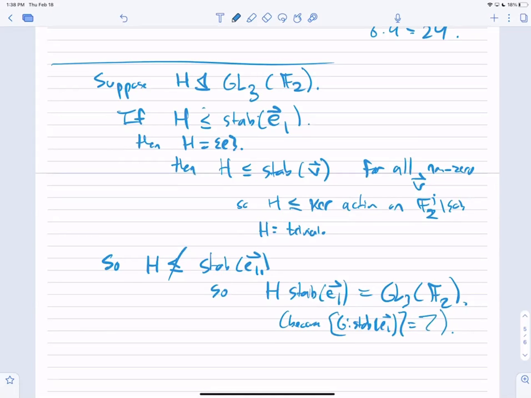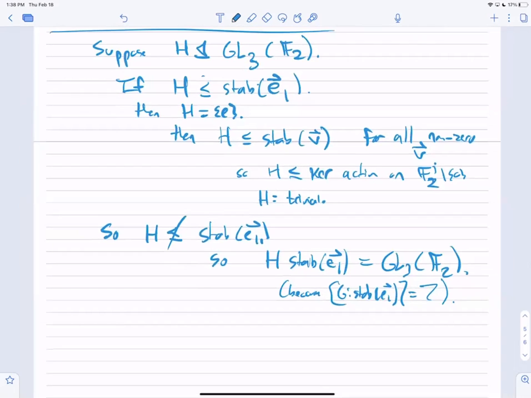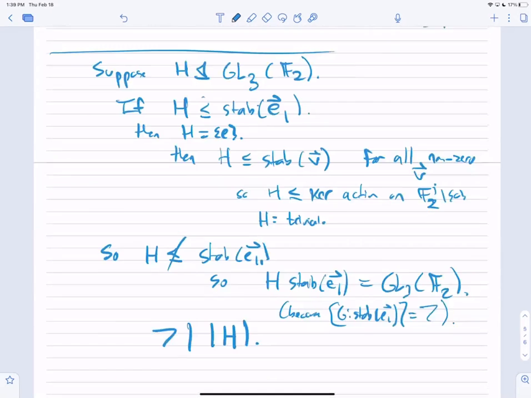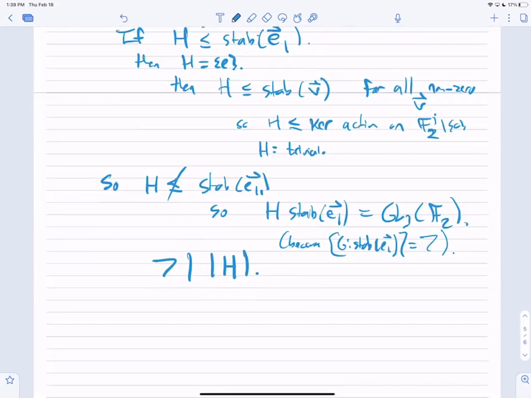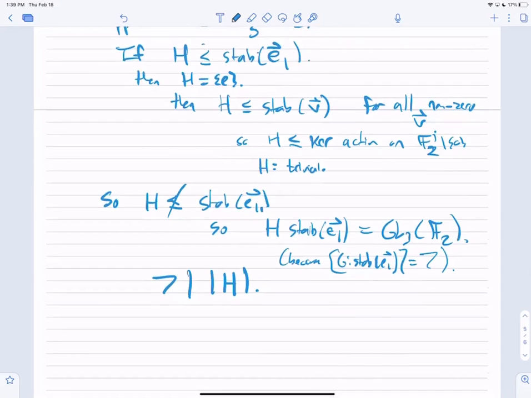Good. So we get the 7. In particular, we get that 7 has to divide the order of H. So let's look at the Sylow 7 subgroups of H.